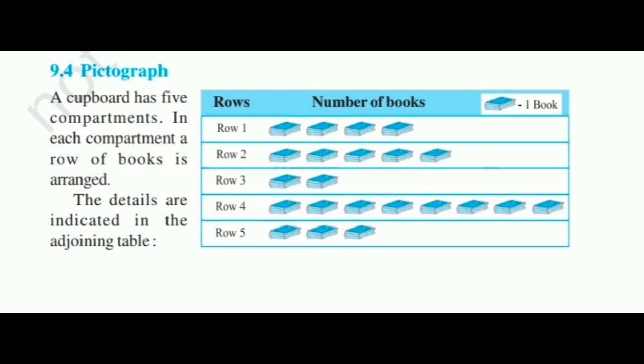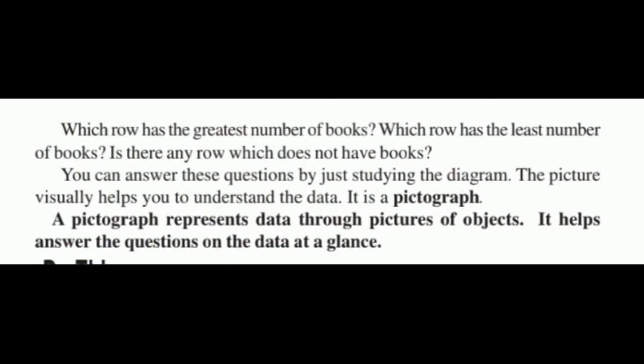Picture graph. A cupboard has 5 compartments. In each compartment a row of books is arranged. The details are indicated in the adjoining table. Which row has the greatest number of books? Which row has the least number of books? Is there any row which does not have books? You can answer these questions by just studying the diagram.